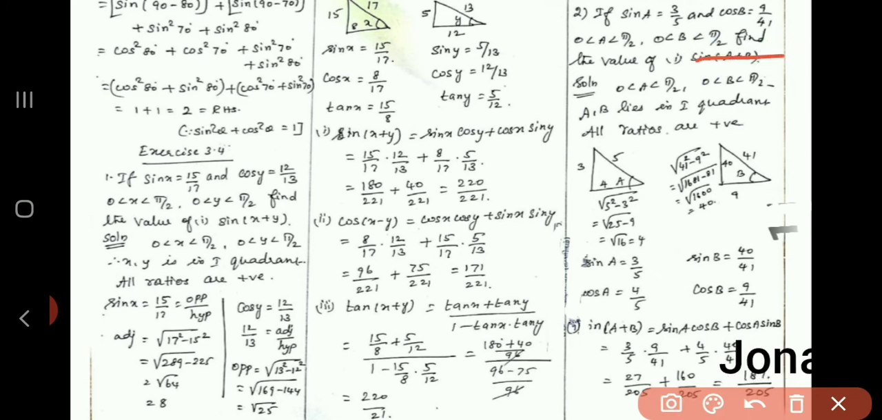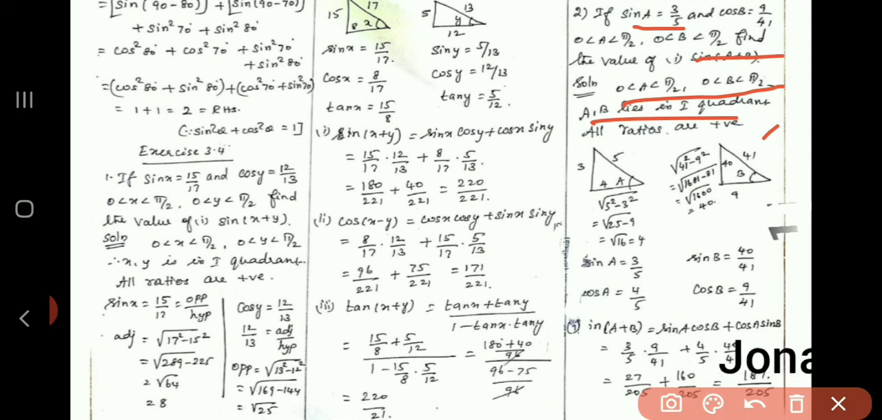Here it's given A lies between 0 to pi by 2 and B lies between 0 to pi by 2. So we can say this A and B lie in the first quadrant, so that all the ratios are positive. Okay, from sin A I want to find the value of cos A.